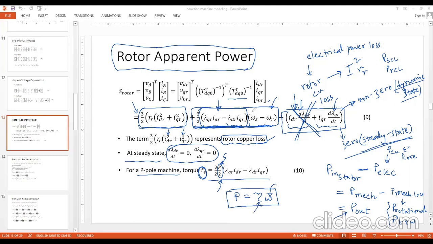So if you drop this, omega s minus omega r, because actually for this deviation in speed you are getting this torque. Whenever for an induction machine, if somehow you can forcefully make omega r equal to omega s, then this would become 0. So you will not get any useful torque out of the machine. So the torque part is actually this part: 3 by 2 lambda QR IDR minus lambda DR IQR. And for a p-pole machine, you simply multiply by an additional p by 2. However, for a two-pole machine, that would become 1, and you will be left with 3 by 2 and the remaining thing.